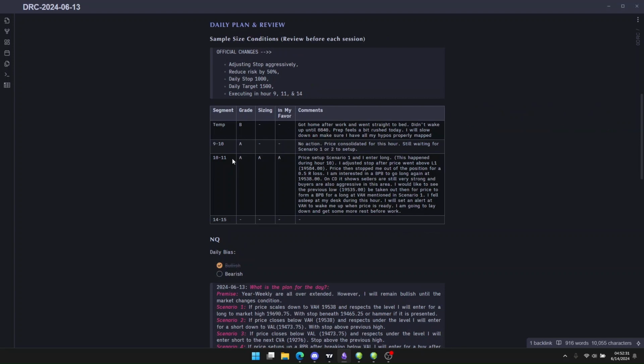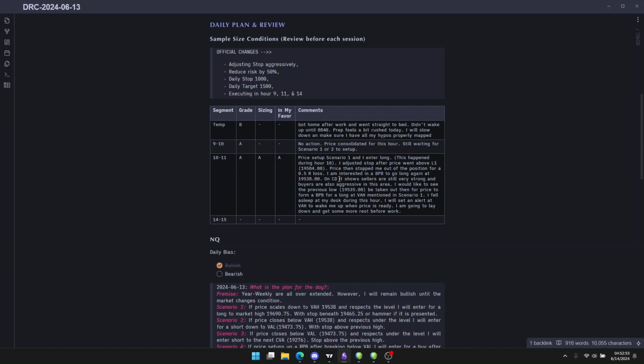Okay. Grading the A also. Price setup scenario 1, and I entered long. This happened during hour 10. I adjusted stop after price went above level 1, 55.84. Price then stopped me out of the position for a half hour loss. I'm interested in a breakout pullback to go long again at 538.